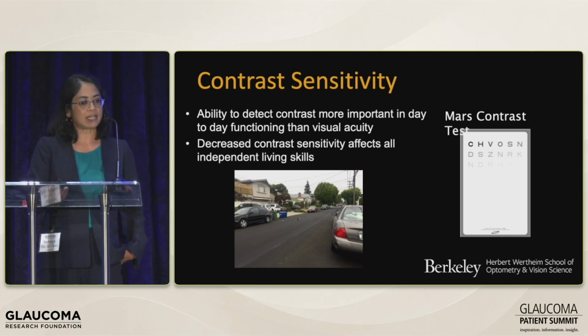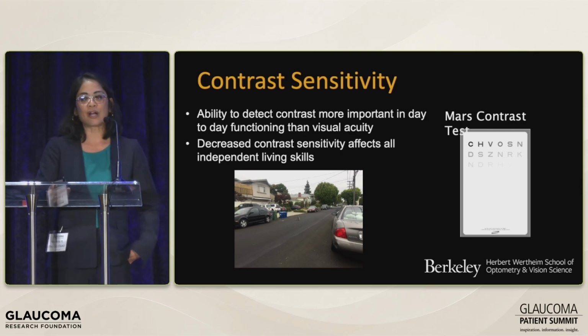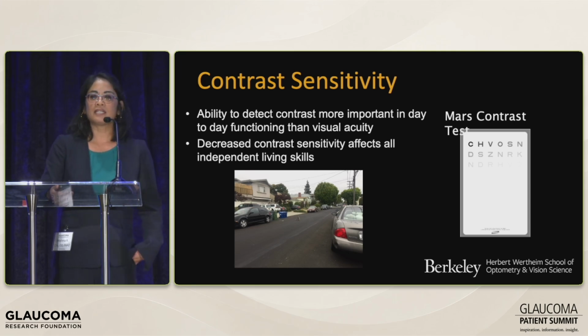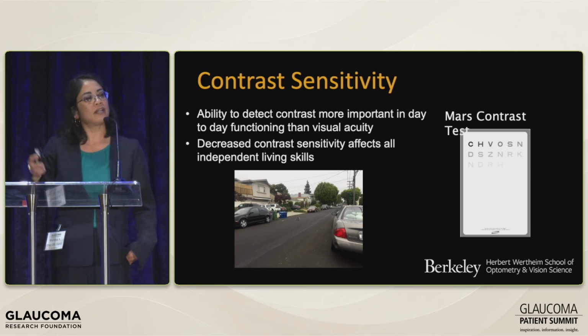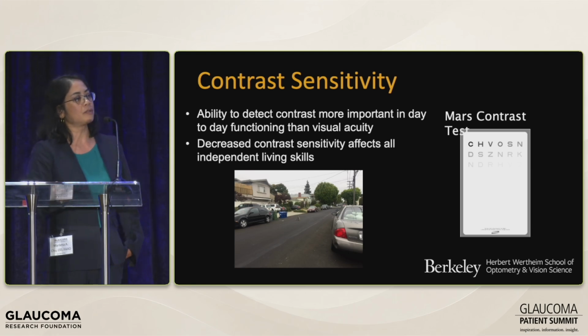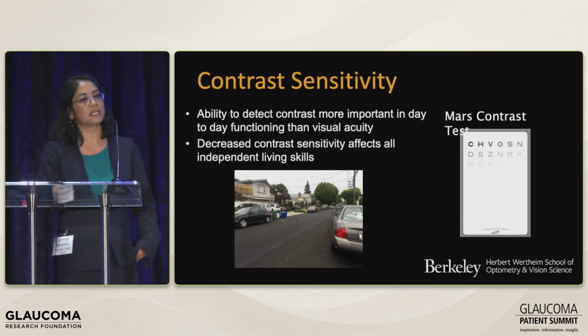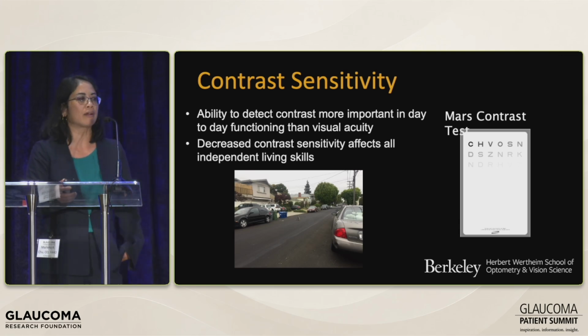So on the right-hand side of the slide is an example of a contrast test that's actually covering up some of the words a bit. But what you can see is that it's a white background with the same size letters, but each letter is fainter than the one prior to it. So we can see how the object is starting to blend into its background.